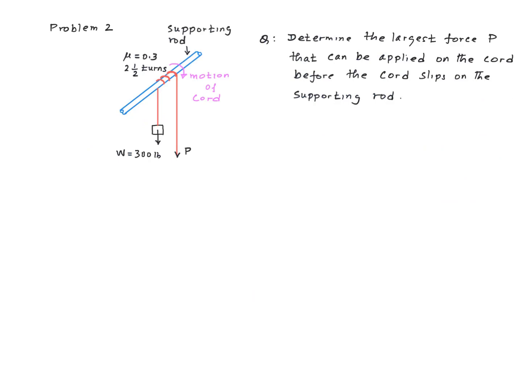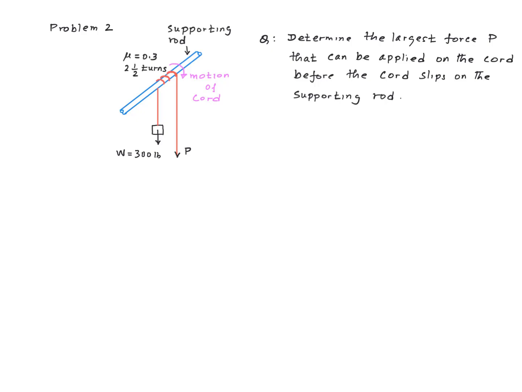Here's problem number 2, another fairly common problem in this category. We have a cord that goes around this fixed supporting cylinder. The cord is attached to a weight of 300 pounds on one side. The cord makes a contact of 2.5 turns on the cylinder. The question is, what is the largest P that can be applied on the cord before the cord slips on the supporting rod?